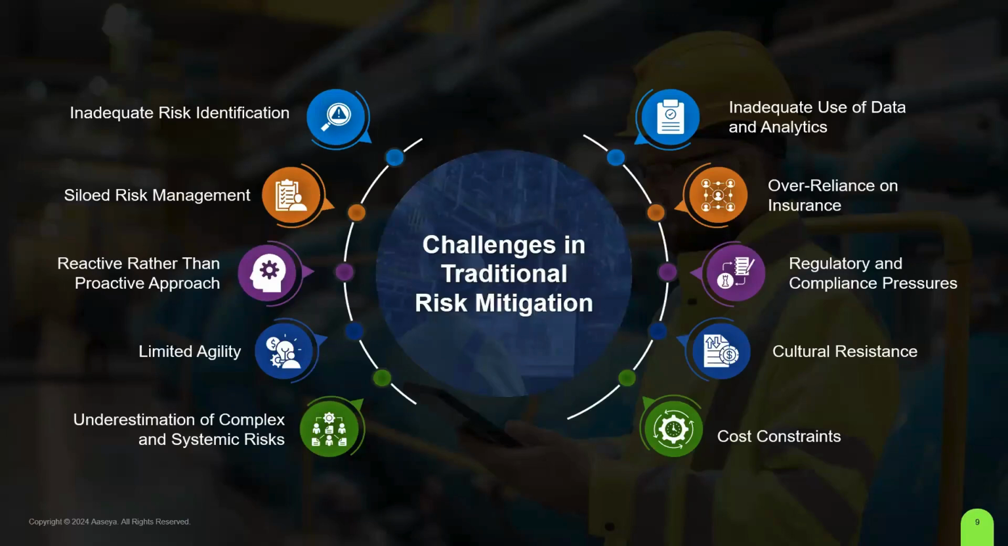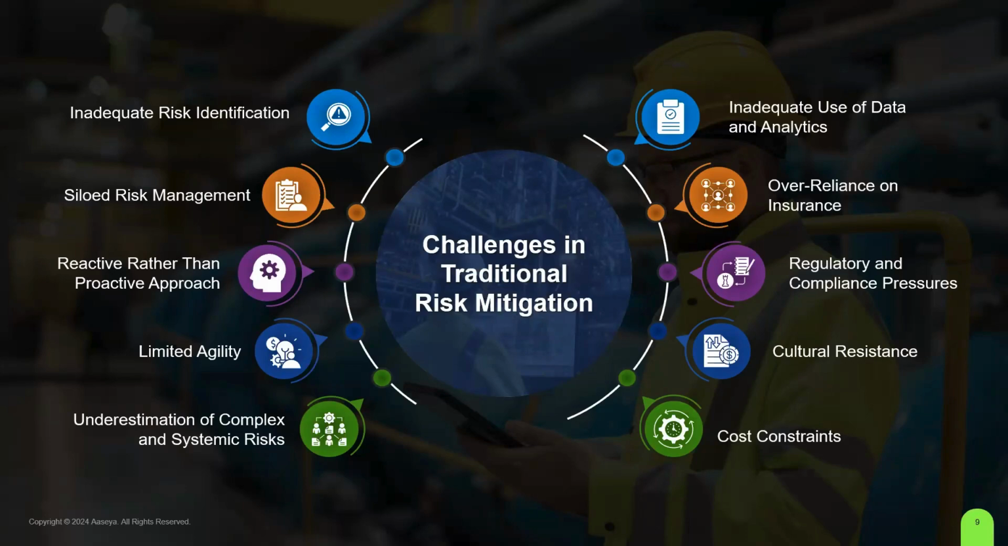Let us take a look at the challenges in traditional risk mitigation. Let us go through these points one by one. The first one is inadequate risk identification. A key challenge is the failure to identify risks comprehensively, especially new or emerging risks that fall outside traditional frameworks. Inadequate risk identification leaves organizations exposed to risks that they may not be prepared to handle.